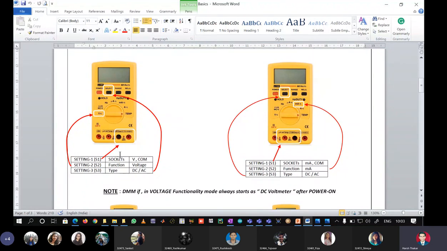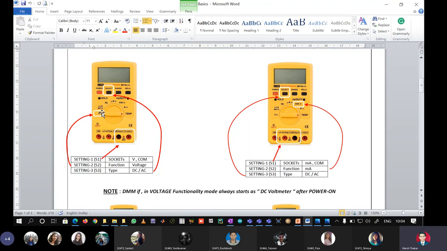Okay, so the first setting is correct sockets, V comma COM. The second setting is functionality. So if you simply use the correct sockets to put the patch cords, but the rotary dial is not in the position indicated here, it will not measure the voltage. After the second setting, the third setting is type or mode.